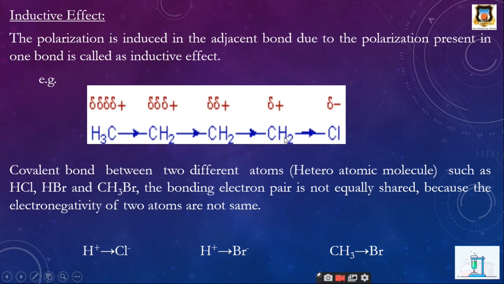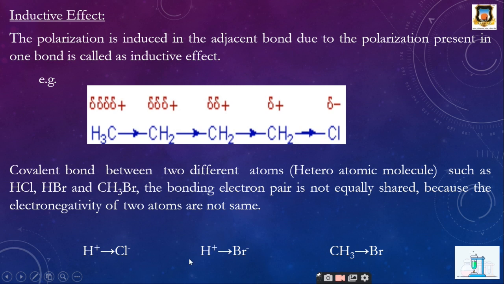Polarization is present in this bond, therefore this polarization is induced in adjacent bond. Therefore, this is the inductive effect. Then covalent bond between two different atoms. This is covalent bond, and in this there is for example also HCl, HBr, CH3Br. The bonding electron pair is not equally shared because there is electronegativity difference between two covalently bonded atoms. For example, here HCl, HBr, CH3Br.